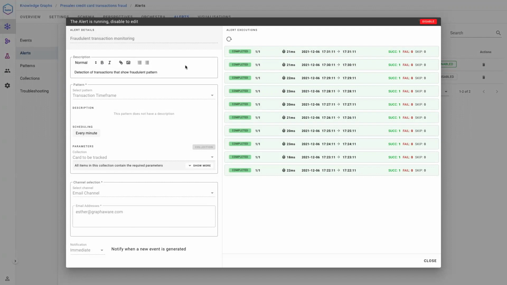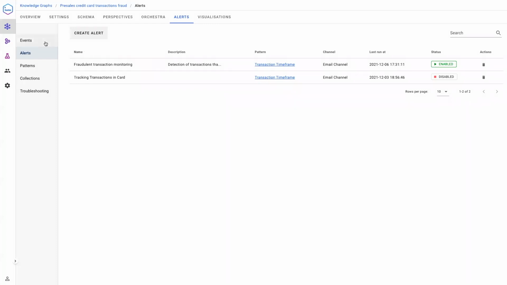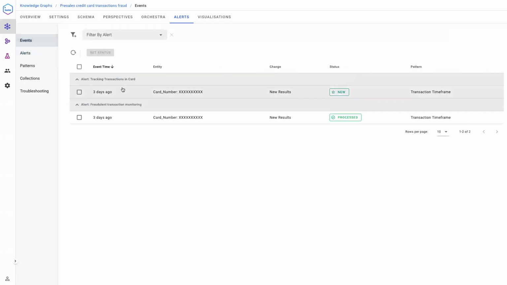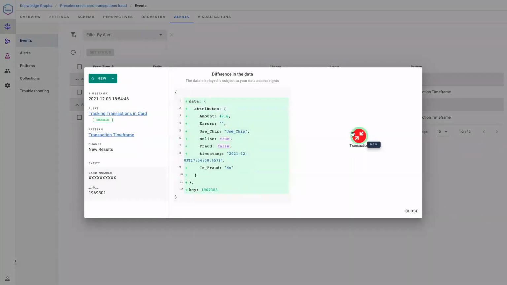Is there a card that has been used in a very short time difference in several locations? Is there an amount of money that has been booked in the one minute and reimbursed in the next minute, and so on? And once that happens, this query runs every 30 seconds. I'm notified, and I can see the event in Hume here. Here I already processed one. Here is a new one. I see this transaction is new. I can take it from here and start the investigation from here.